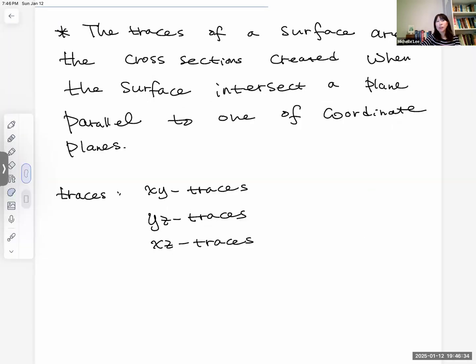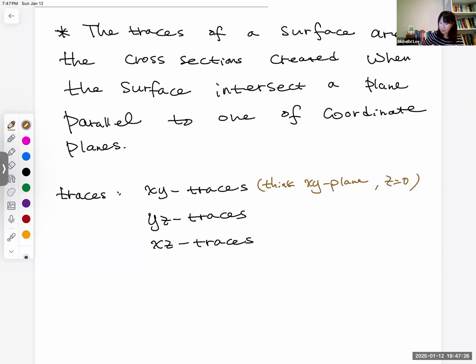Okay, now we have a terminology, the traces. The traces of a surface are the cross-sections created when the surface intersects a plane parallel to one of the coordinate planes. So we have XY traces, YZ traces, and XZ traces. Let me make it easy. Think XY traces, think XY plane. So when you talk about the plane, what's the equation of the xy plane? So we had z equal to 0.